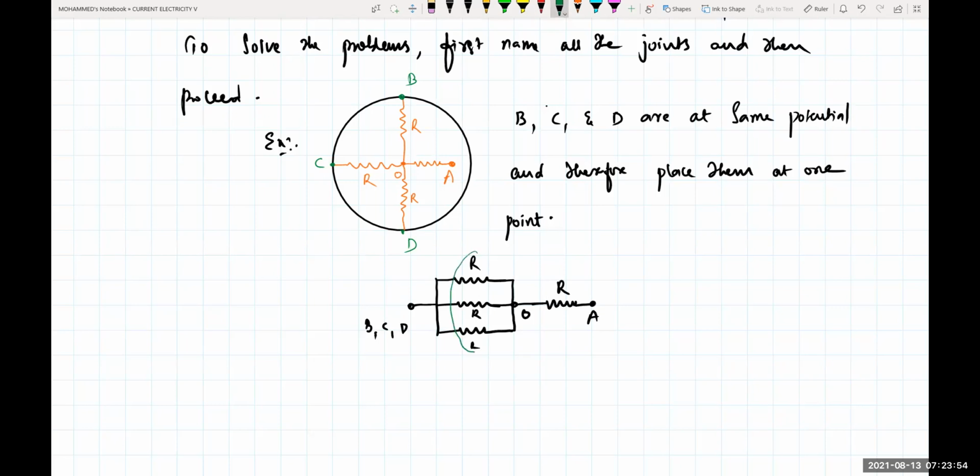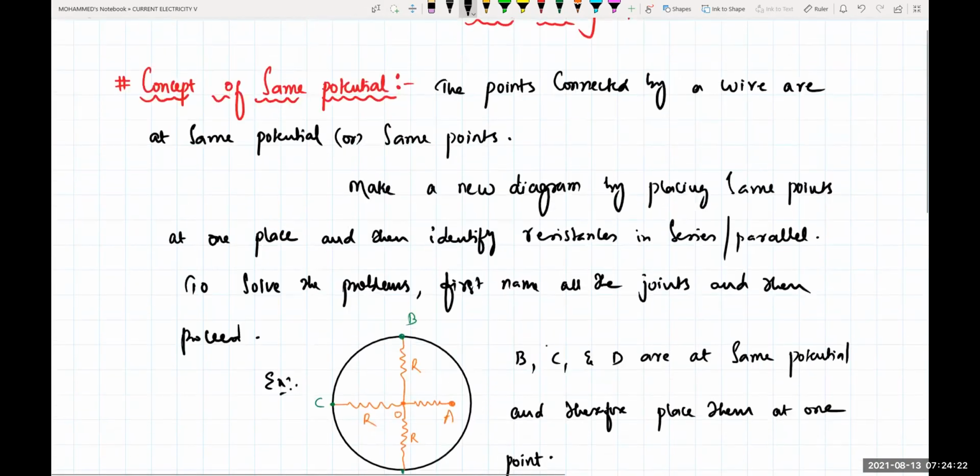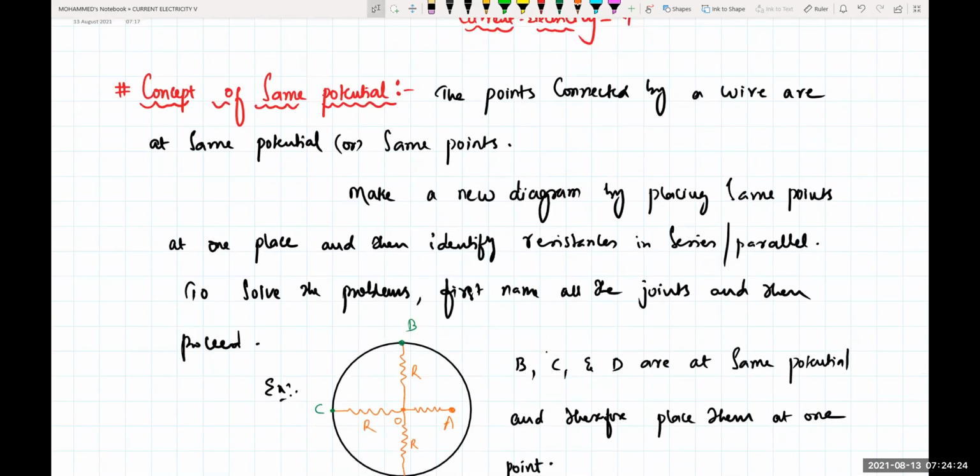These three are in which combination? Parallel combination. So R equivalent will be equal to, these three are in parallel combination, so it is R by 3, and it is in series with your R. So R plus R by 3. How much will it be? 4R by 3. Clear? Is it clear? Yes, sir.